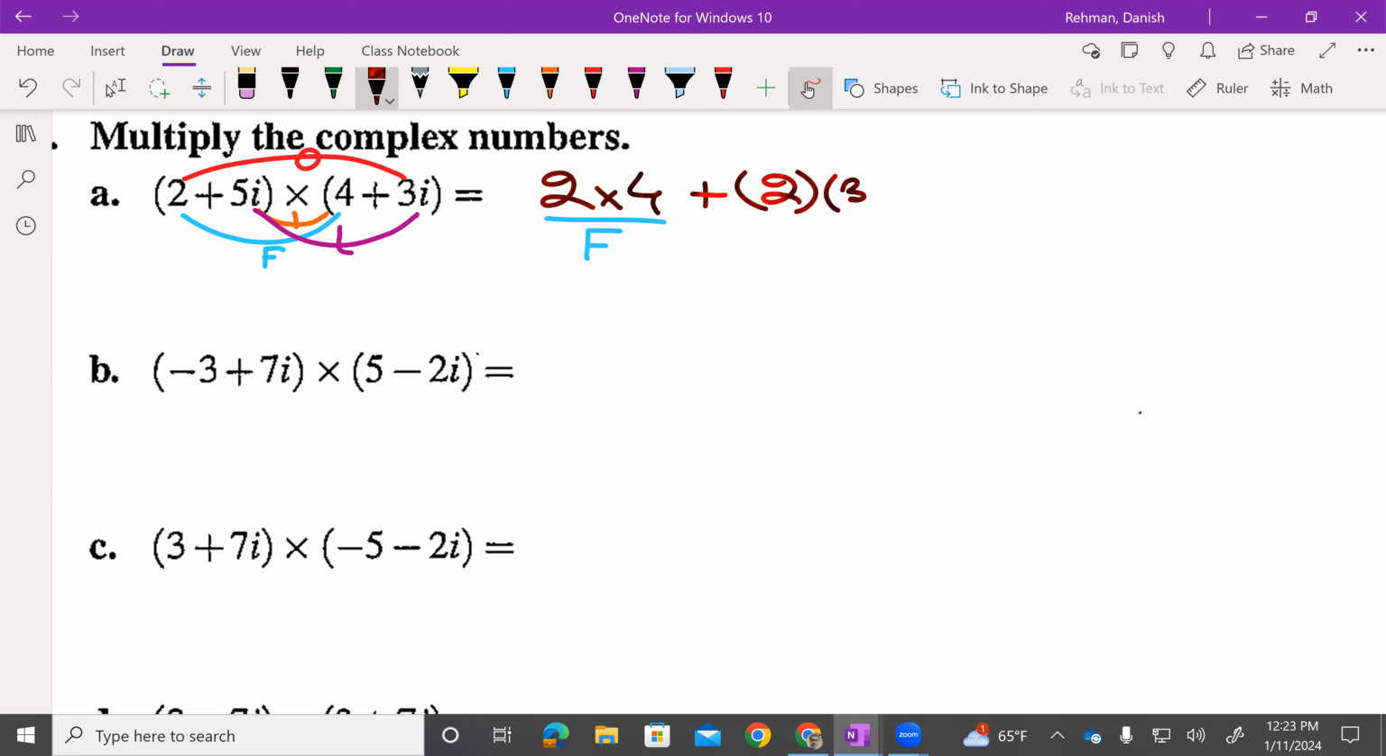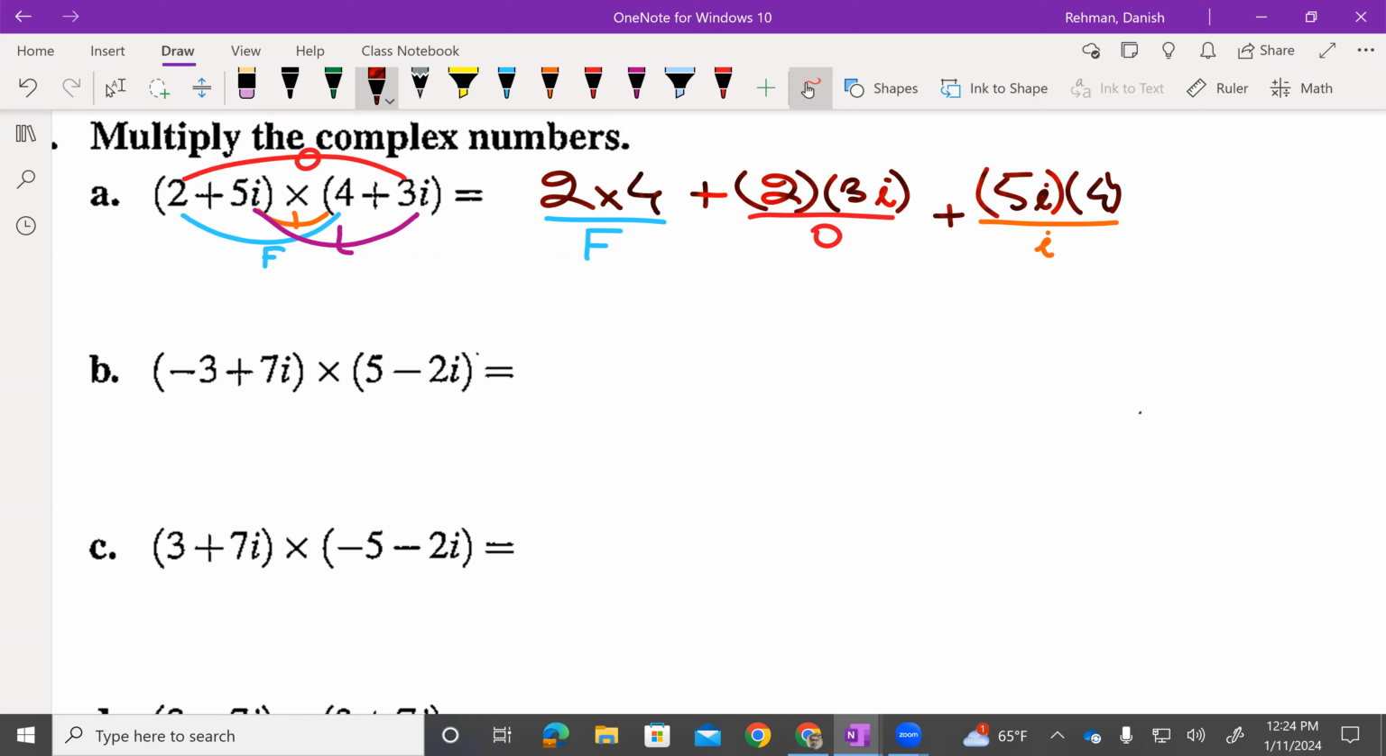2 times 3i. And this is my product of the outer terms. Then I will write down one more plus sign. And I'm now going to bring here the inner terms. What are the inner terms? 5i times 4.